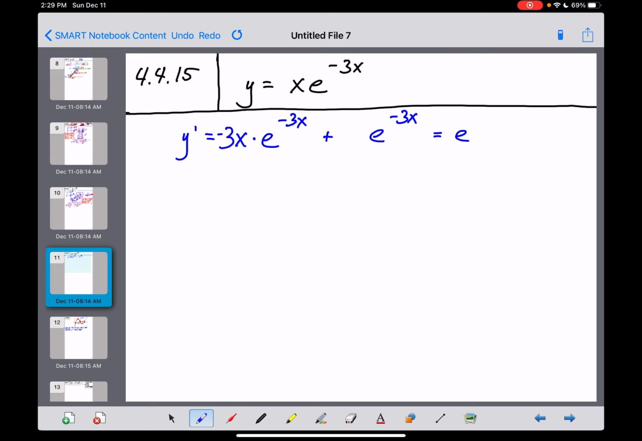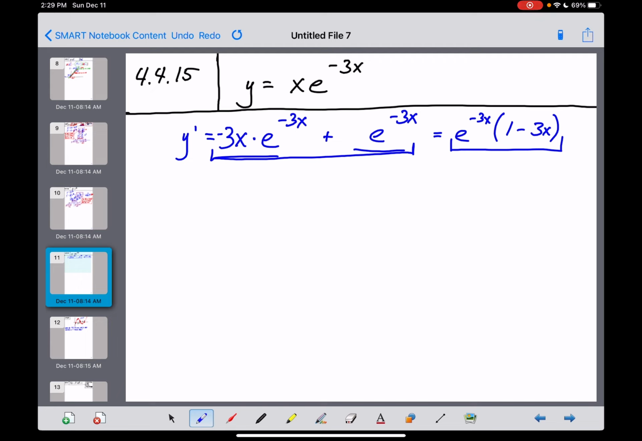I do suppose I could, now I wouldn't write this down yet if I were you guys, pull out an e to the -3x, and that would leave us with -3x from this term, and then a +1, which I could rewrite as 1 minus 3x. That would look just a little bit nicer. As to whether or not I should do that, it's really a question of which form of this derivative will be easier to differentiate again, this version right here or this version right here.